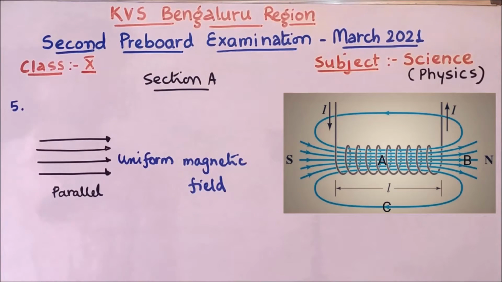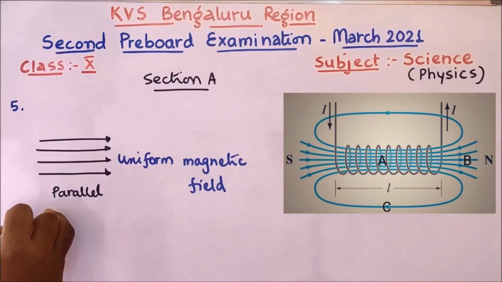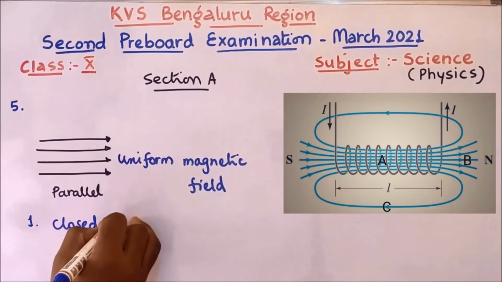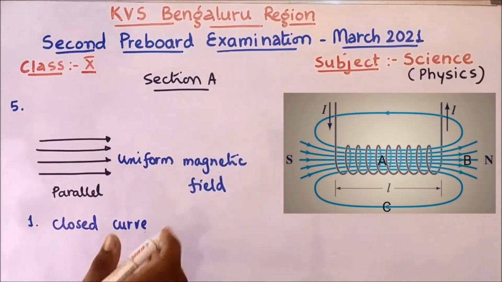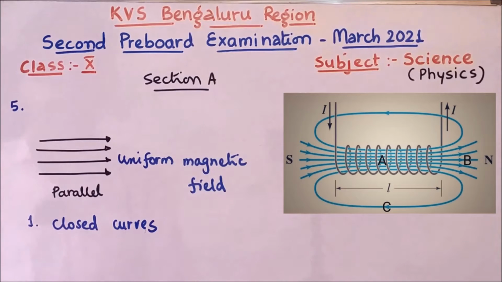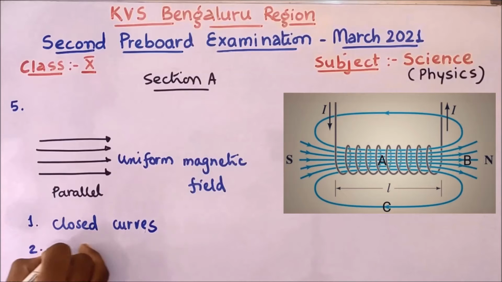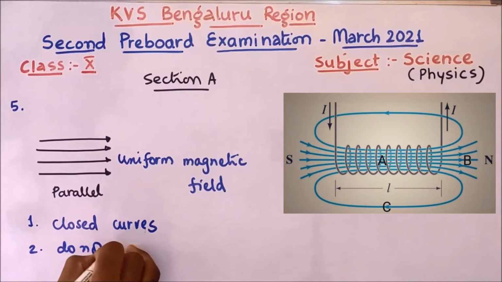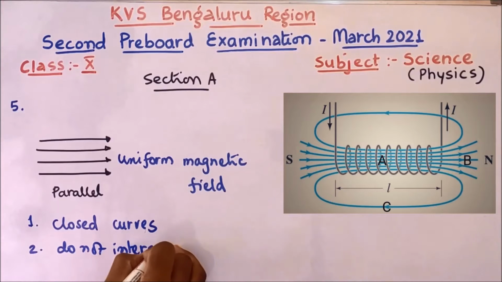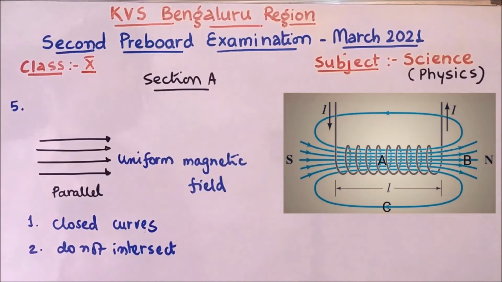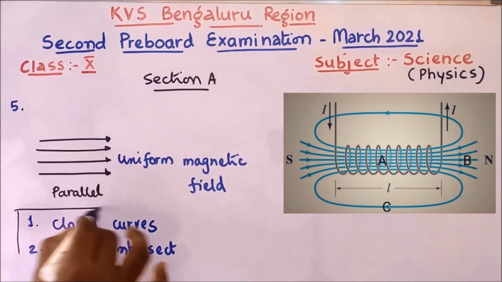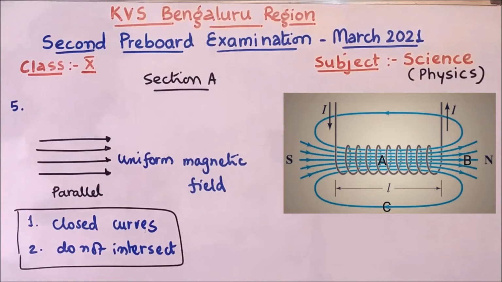I suppose that you already know the properties of magnetic field lines. I just want to highlight 2 important properties here. The first one being the magnetic field lines are closed curves. Second important thing is no 2 magnetic field lines intersect each other. Why don't they intersect each other? They do not intersect each other because at the point of intersection there would be 2 directions of the magnetic field, which is not possible. So keeping these 2 things in mind, I am going to answer this question.